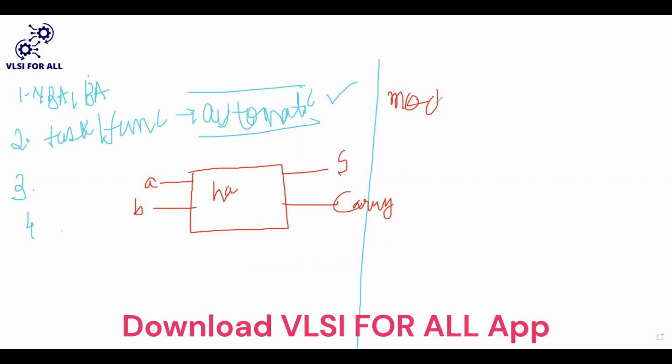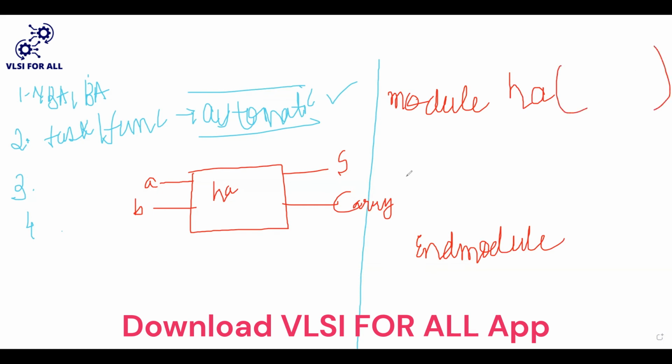In order to write this Verilog code, the syntax would be module and endmodule. Here it would be the name of the module, and inside the name of the module, we will have the sensitivity list. For suppose, let me consider I have taken S, C, A, and B.